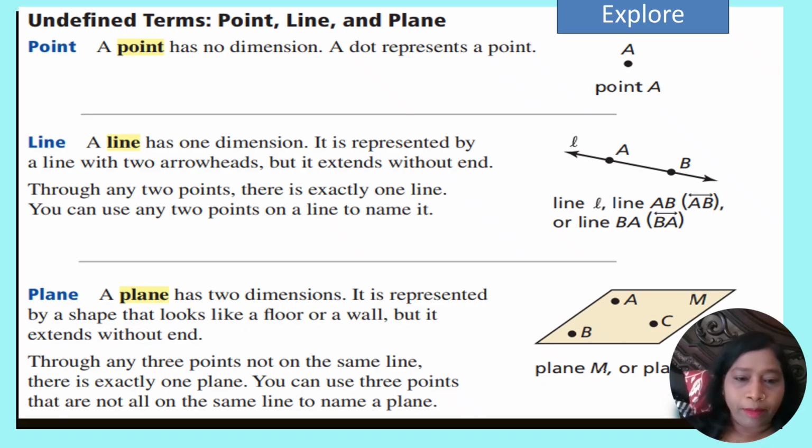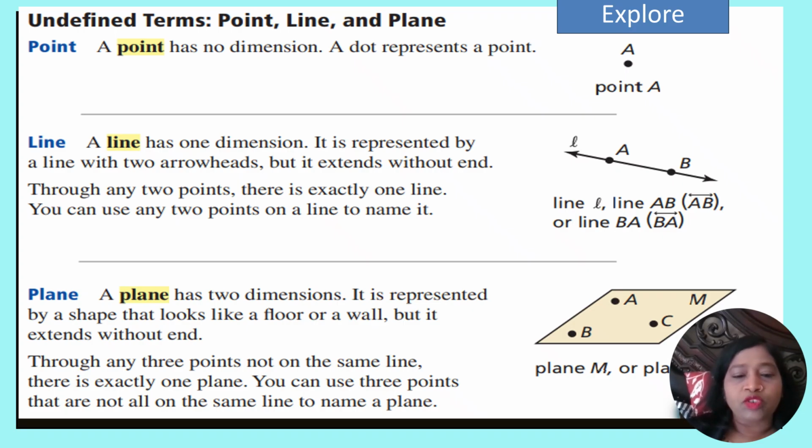Point: a point has no dimension. A dot represents a point. So it is named as point A or dot A. And a line has one dimension. It is represented by a line with two arrowheads, but it extends without end. Through any 2 points, there is exactly one line. You can use any 2 points on a line to name it. So the line is represented by either AB or BA or the line L.